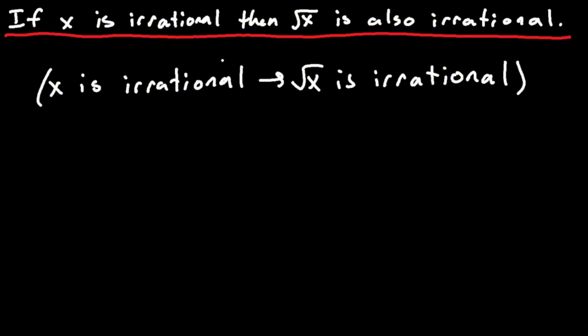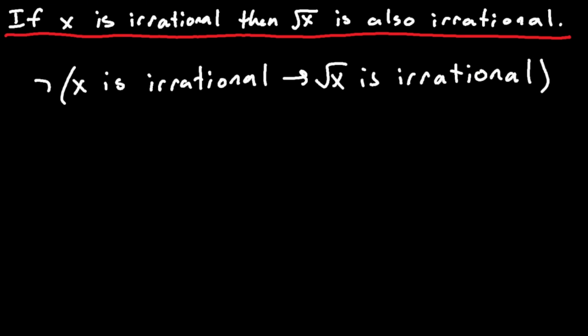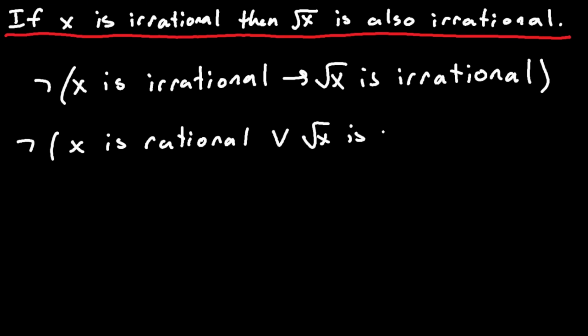But here's the thing about the proof of contradiction. You have to negate this. So this stands for the negation symbol right here. And here's the thing. We can't negate a conditional, but what we can negate is an and or statement. So: x is rational, or the square root of x is irrational.